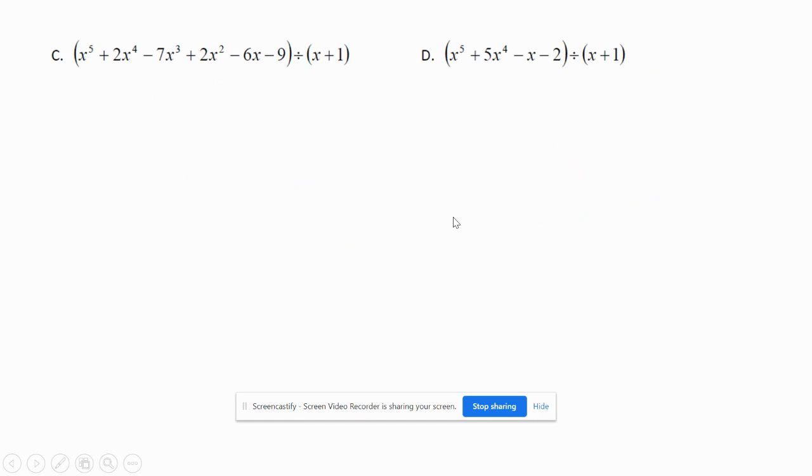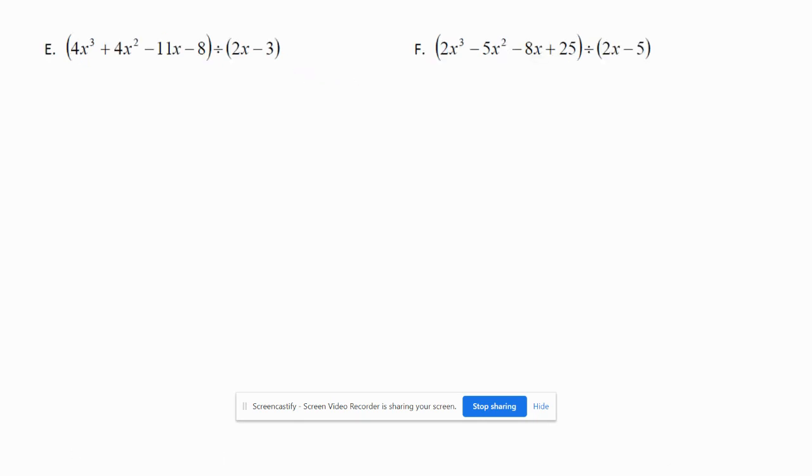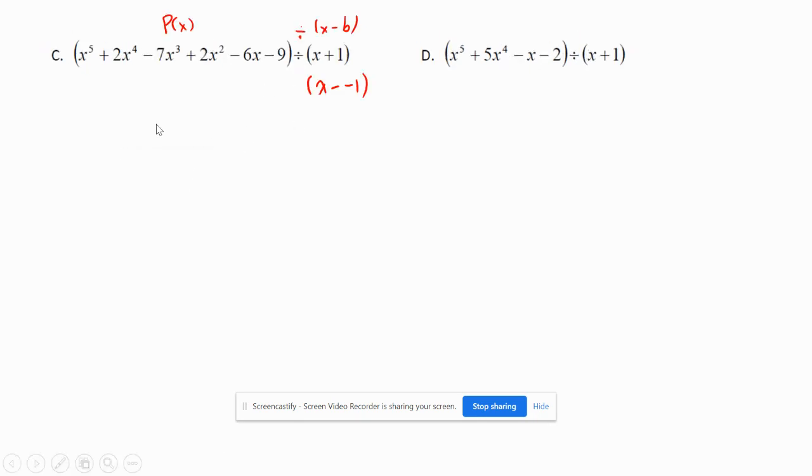Okay, all right, so something slightly different for example C over here. First of all, we have higher degrees, but that's okay. But the other thing is we have to remember that this is p of x divided by x minus b. Well, this is not written in this form. This is x plus something. But I'm going to rewrite x plus 1 like this. I'm going to make this guy x minus negative 1. So hopefully you see here that if I rewrite this like this, our negative 1 is the b value here. So the b value goes out in front here.